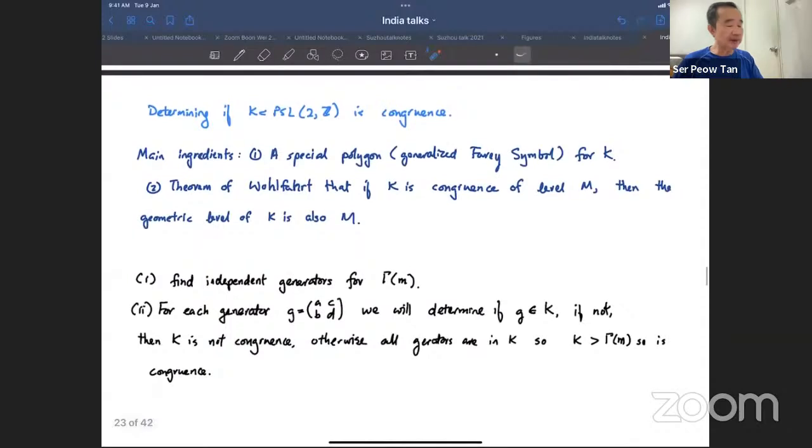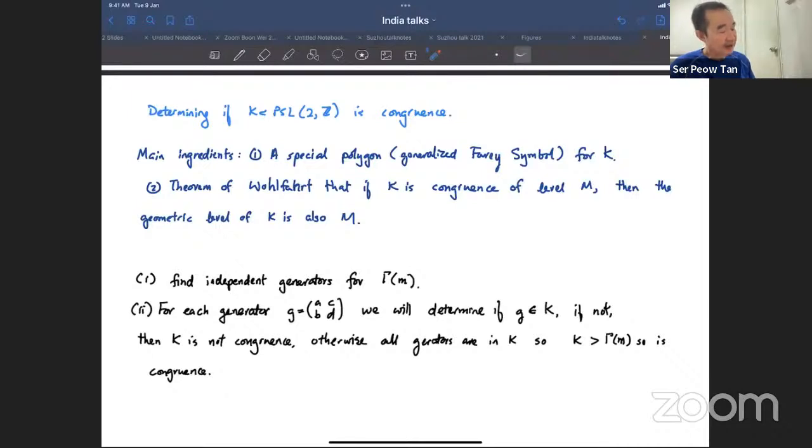Okay, so the first problem. For some reason unknown to me, the number theorists are particularly interested in congruent subgroups, but there are some subgroups of the modular group which are non-congruent. So sometimes we want to be able to decide whether a given subgroup is non-congruent or not. So what I'm assuming is that I know a special polygon for K. I'm able to construct a special polygon. So in particular, I know a set of independent generators for K.